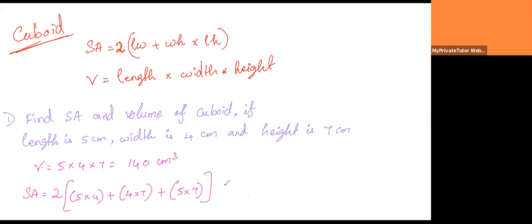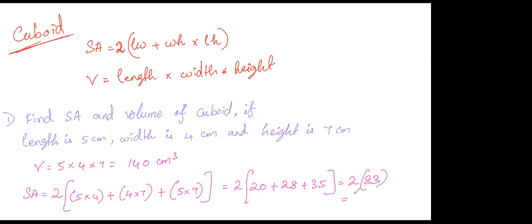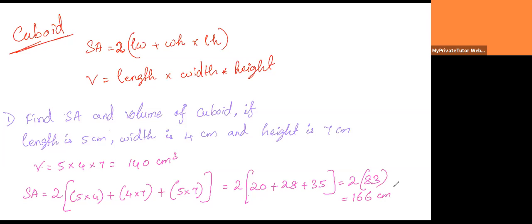Close the parenthesis and just keep that 2 as it is, and simplify the other values using the BODMAS rule. 20, 28, 35. Just add it. What is 20, 28, and 35, guys? 83. So what is 83 times 2? 166. So 166 centimeters cube. So this is the first, basic way of asking the question.